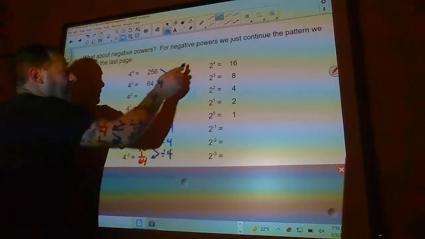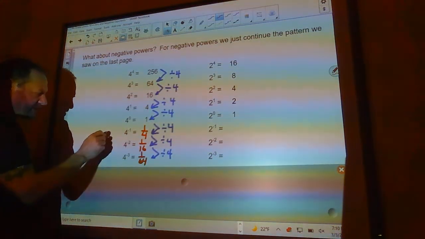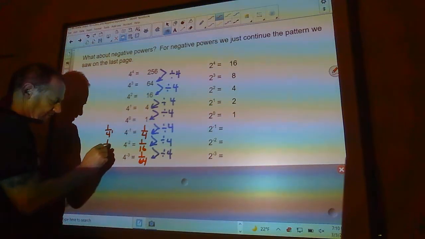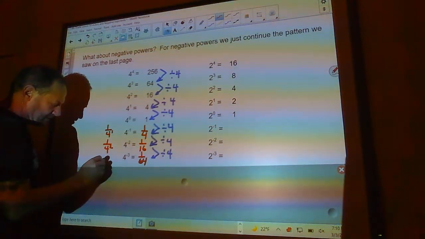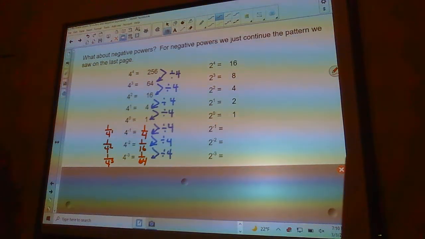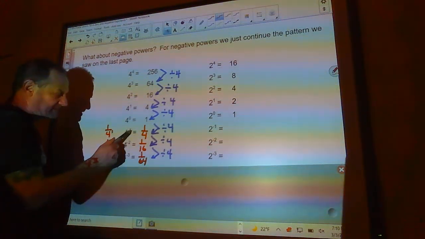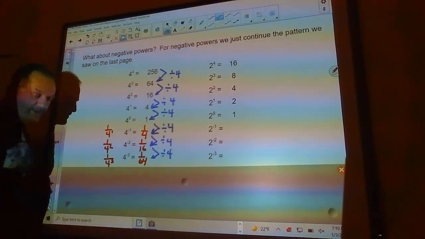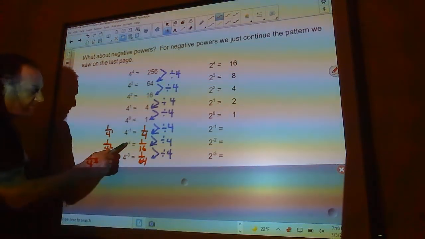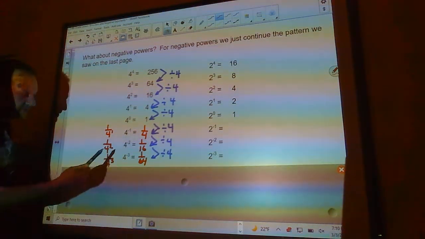So this is just 1 over 4 to the 1st power. This is 1 over 4 to the 2nd power. This is 1 over 4 to the 3rd power, and so on and so forth. So when I have a negative exponent like this, all that means is I take this number and I put it in the denominator. Okay? So I take 4 to the 2nd power and I put it in the denominator. I take 4 to the 3rd power, I put it in the denominator.